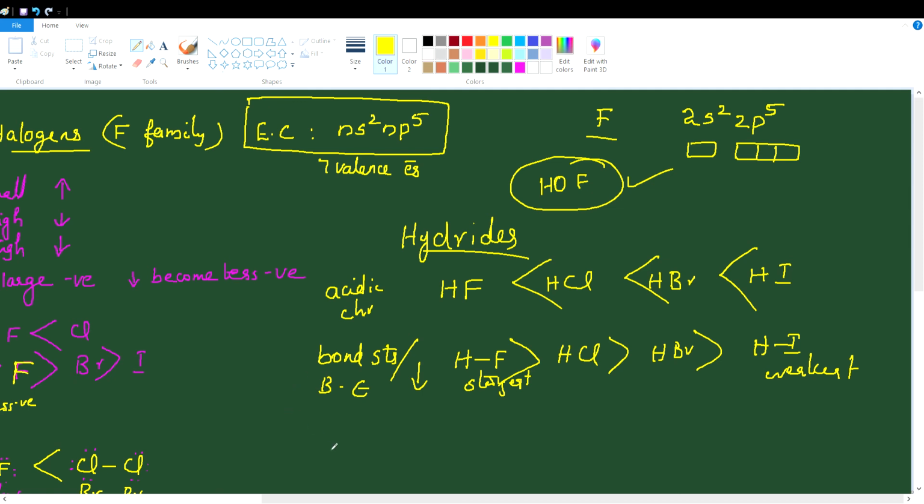If we compare the thermal stability of these hydrides, it also follows the same order as bond strength or bond enthalpy. That is, stability decreases down the group. Acidic character, the order is just the reverse. HI is the strongest hydride of halogen.